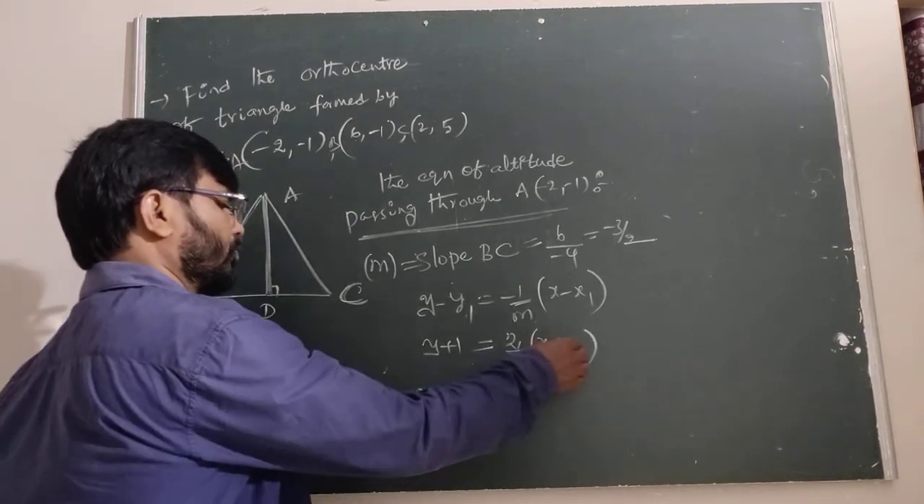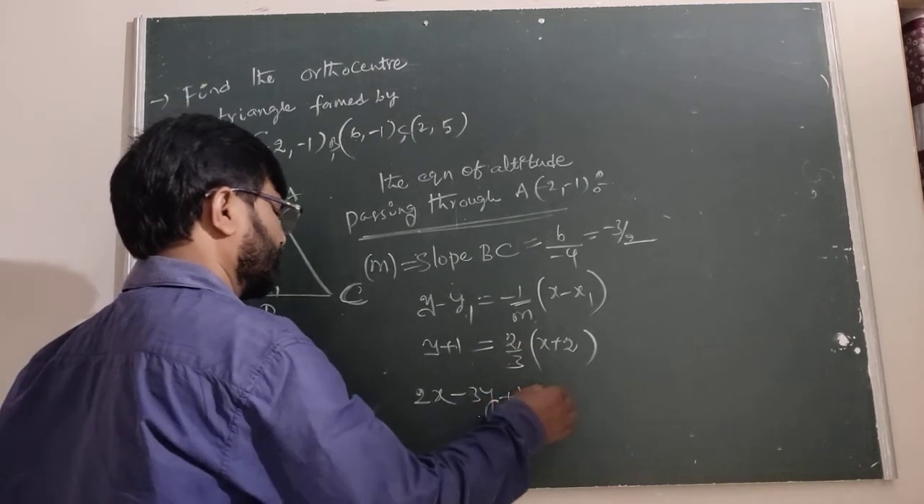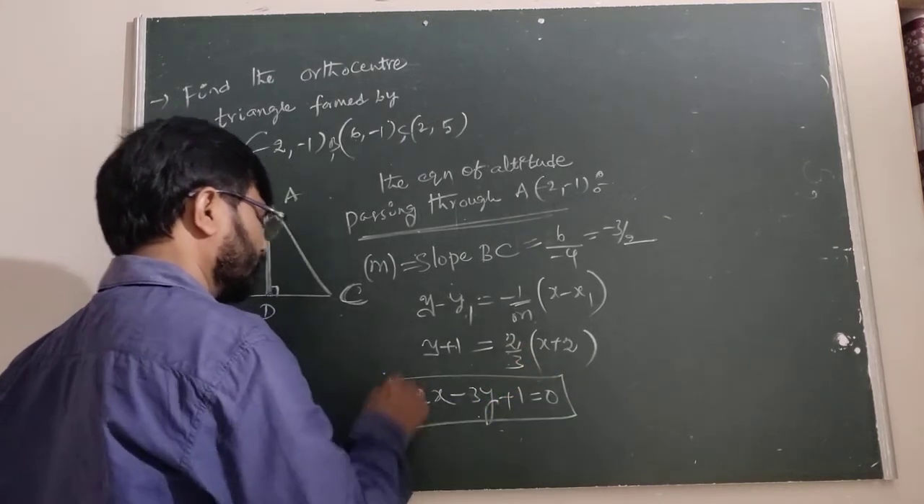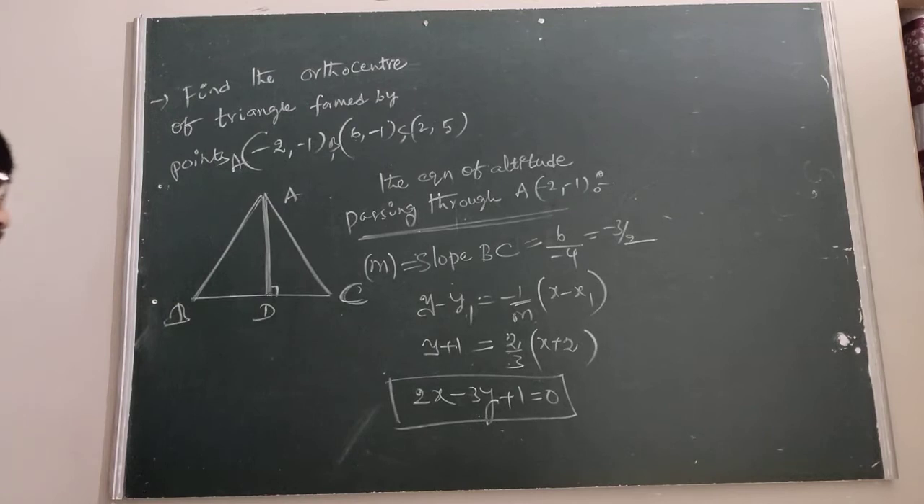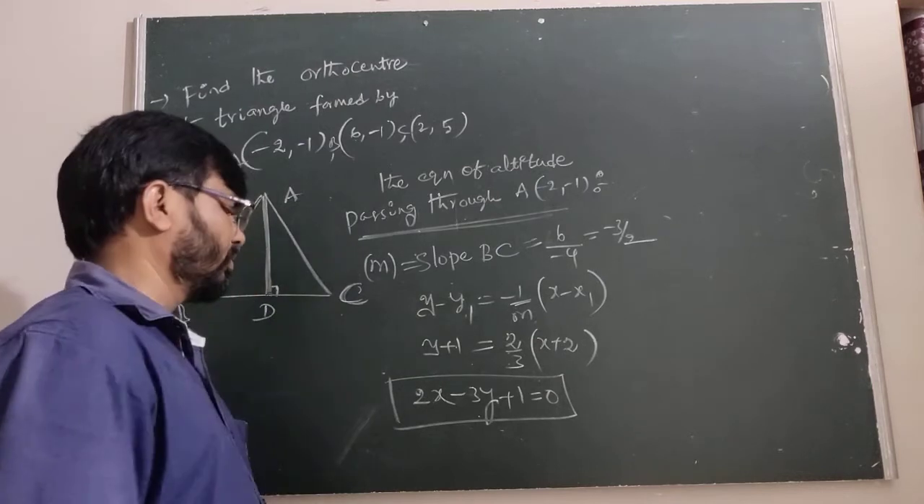Now 2 into 2 is 4, and this is 3. 4 minus 3 is 1. So 2x minus 3y plus 1 equal to 0.